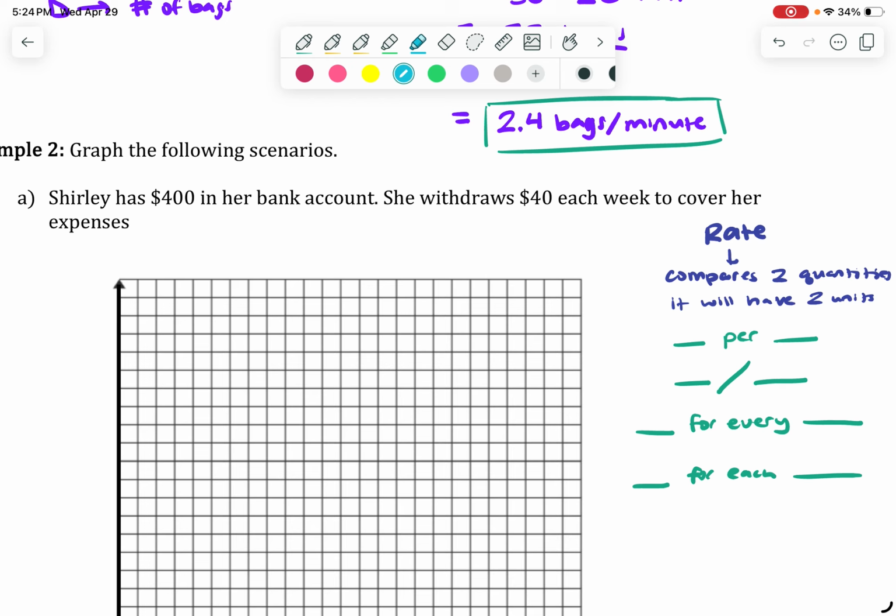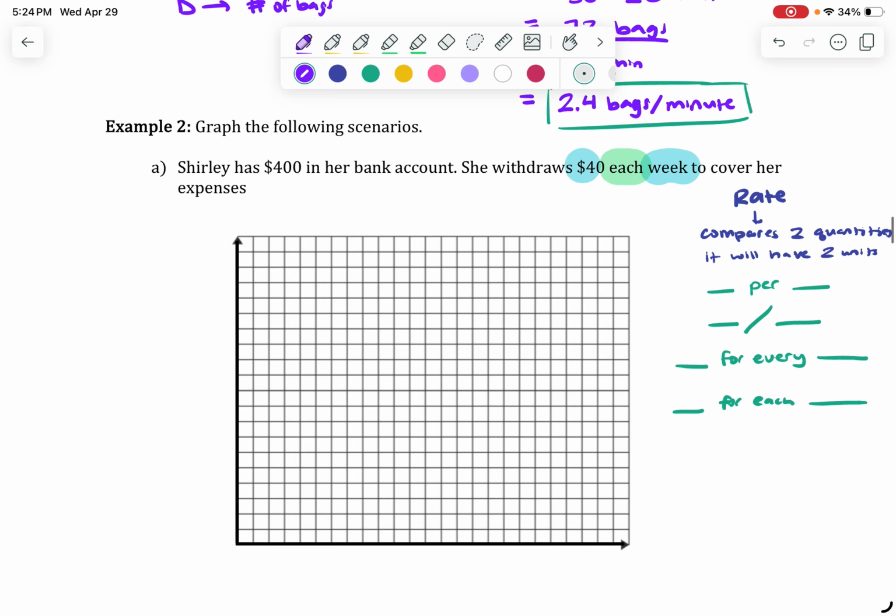However, she withdraws $40 each week. That each. And the fact that there's 2 sets of units surrounding it indicates that that $40 is a rate. That is going to be my slope or my rate of change in my graph here. Now, if we think back from last unit, we know how to graph. We need to make sure we have a title. We need to make sure we have labeled axes, all of these great things.